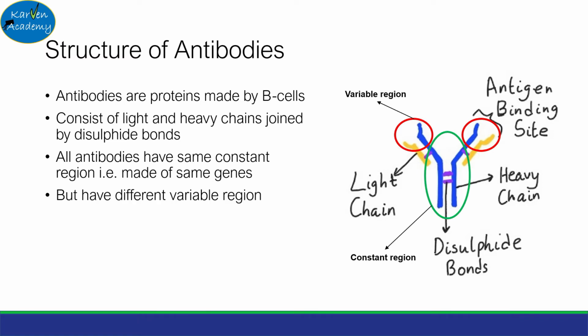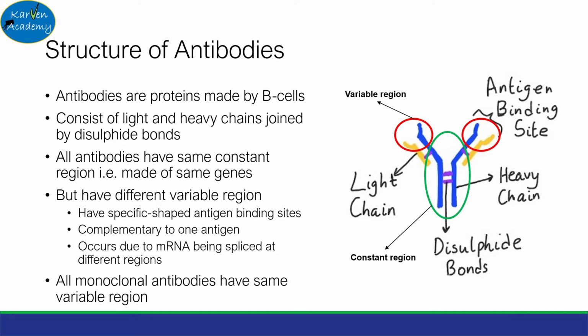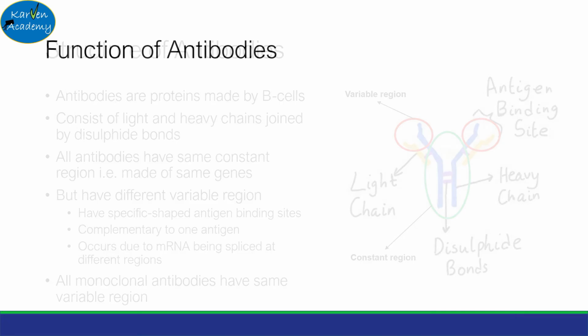However, different types of antibodies have different variable regions, with specific shaped antigen binding sites, making them complementary to one antigen only. Although you don't need to know this, it is useful to understand that this occurs because the mRNA region correlating to the variable region of the antibody is spliced at different areas. A point to note is that all monoclonal antibodies have the same variable region, hence why they're named monoclonal.